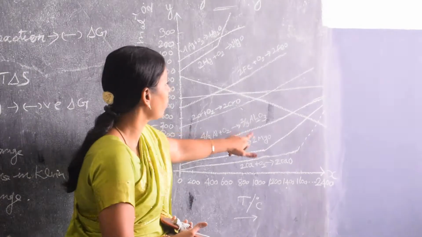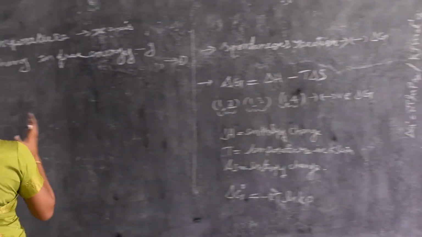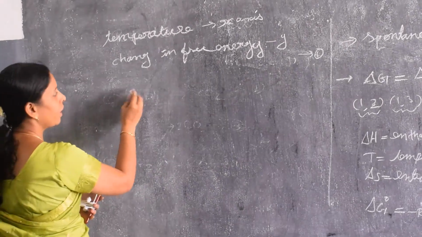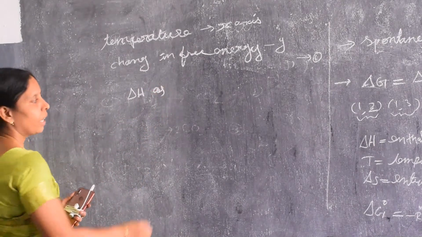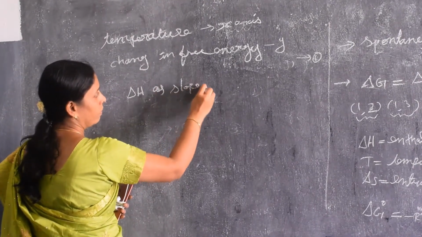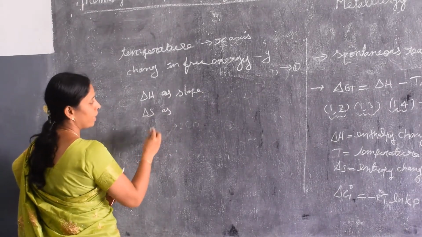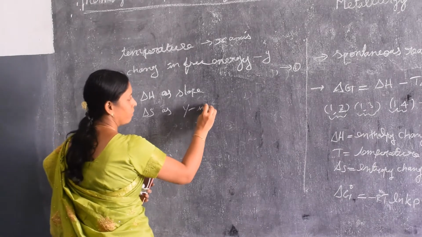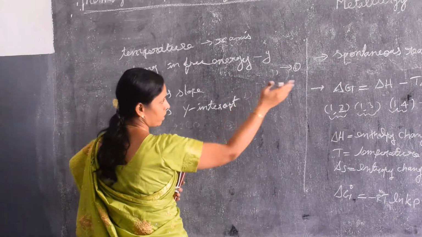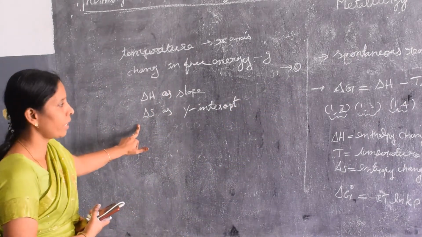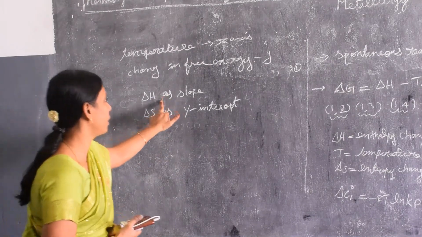For all metal oxides, the resultant plot is a straight line, with delta H as the slope and delta S as the y-intercept.